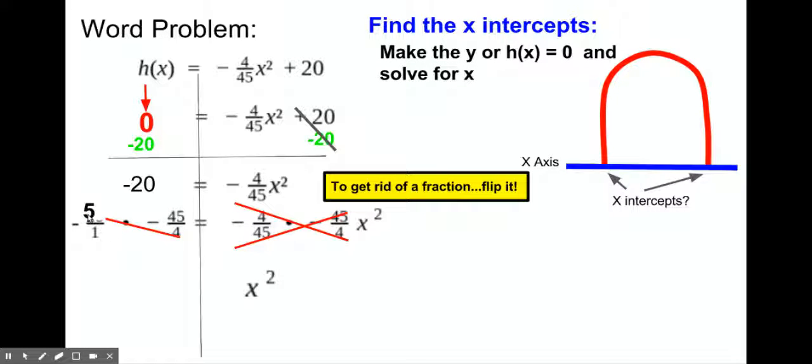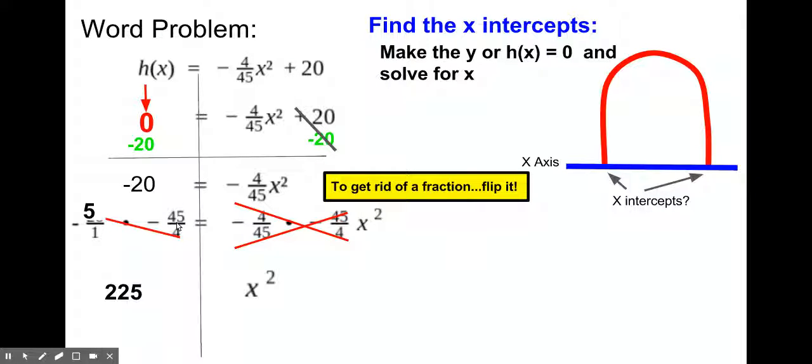So then you multiply this 5 times this 45. Feel free to take out a calculator and work that out. What's 5 times 45? What's a negative times a negative? A negative times a negative is a positive. And 5 times 45 is 225.